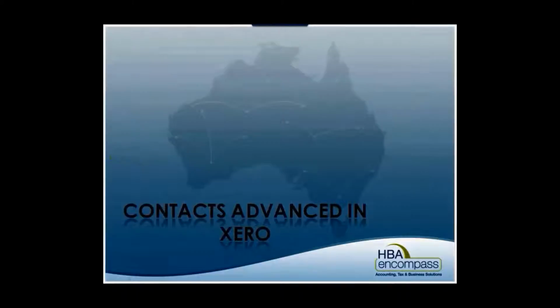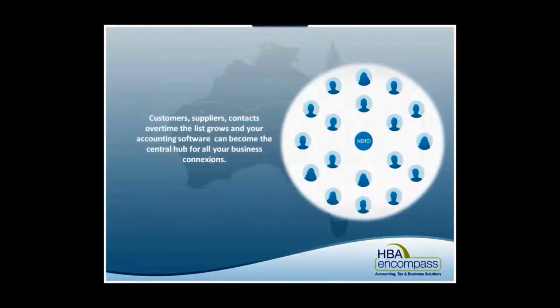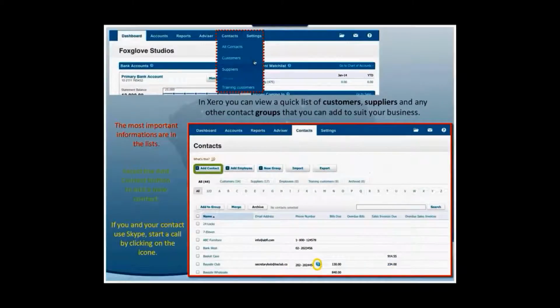Welcome to Contacts. As we know, the contacts list gives us our list of customers, suppliers and general contacts, employees, which is a bit like a CRM system for your business from some perspective. You can look at it by going up the top to Contacts. You can either go to All Contacts, Customers or Suppliers. And really the lists are the most important parts here.